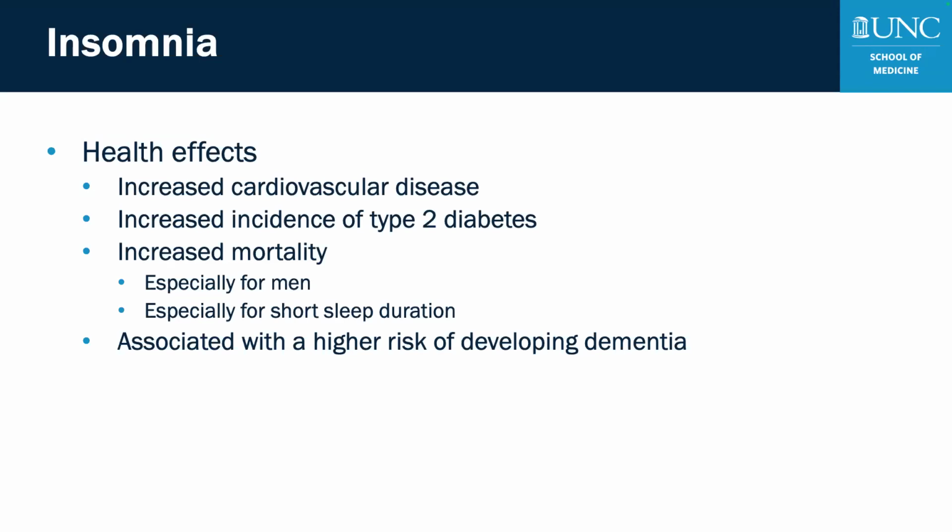So if you say, okay, I have insomnia and I have difficulty falling asleep or staying asleep, and I only get 5 hours of sleep versus 4 hours versus 3 hours, the shorter the duration, the increased mortality. And it's also associated with a higher risk of developing dementia. It's not cause and effect, but people with insomnia are more likely to develop dementia as they age.